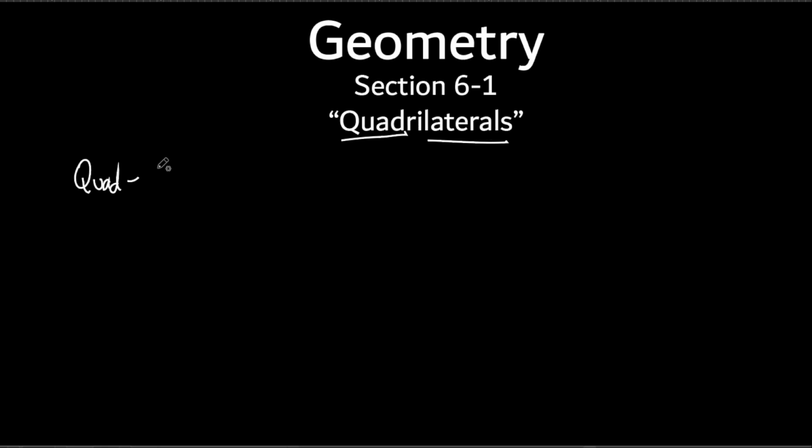So quadrilateral is basically a polygon. Whoops. How about an N instead of an M? With what? 4 sides, exactly. Okay, so that's the definition of a quadrilateral. A quadrilateral is a polygon with 4 sides.